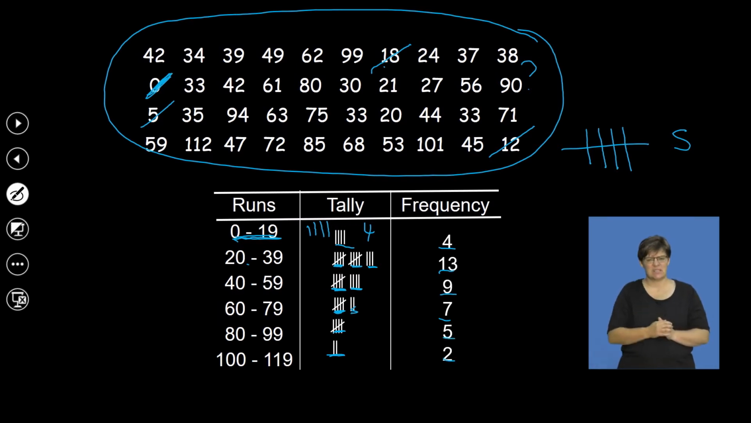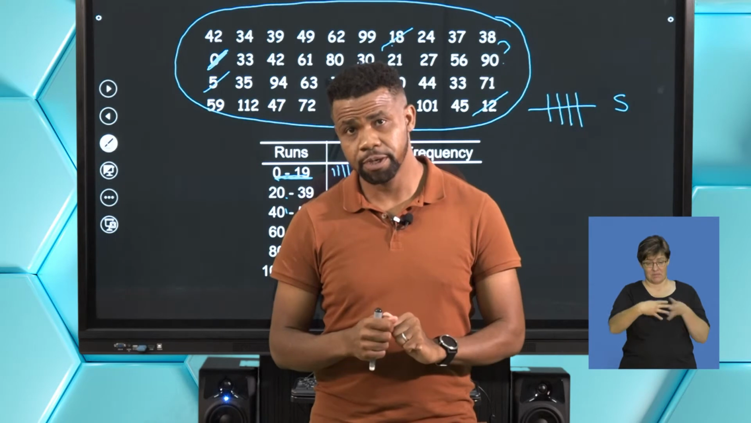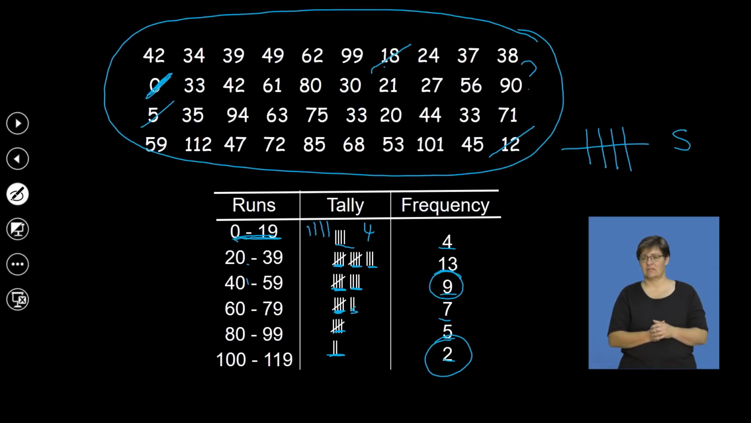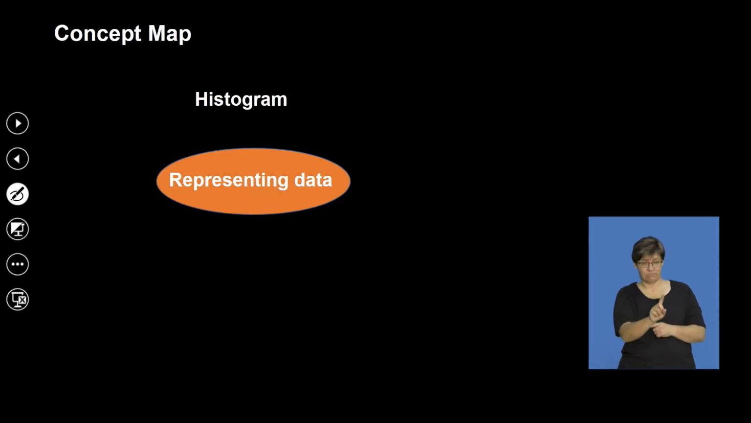What does this mean? This implies this team has 2 scores of between 100 and 119. We also have 9 of between 40 and 59. Okay, this is our tally table. Okay, fantastic. So now let's look at representing more.